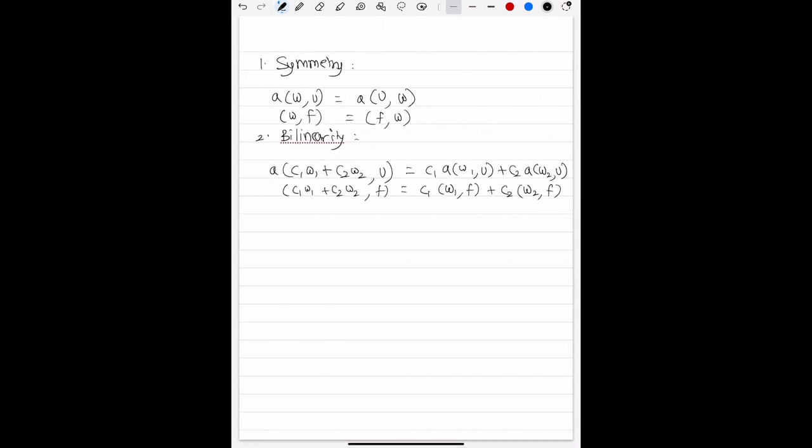So now that we know about these properties, we can move on to discretize the weak form using the Galerkin method or the finite element method. So we are going to use the Galerkin approximation method for discretization.